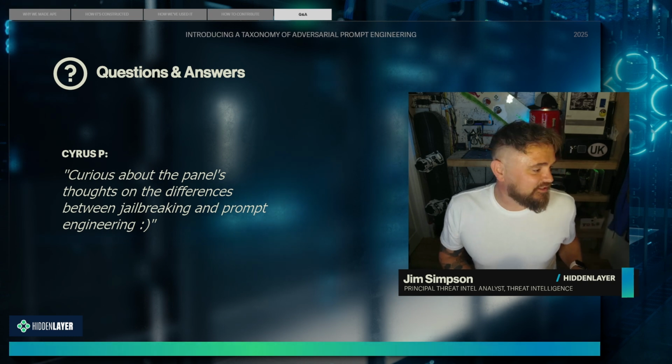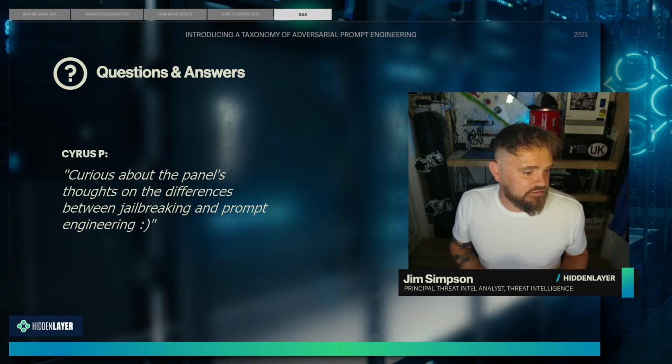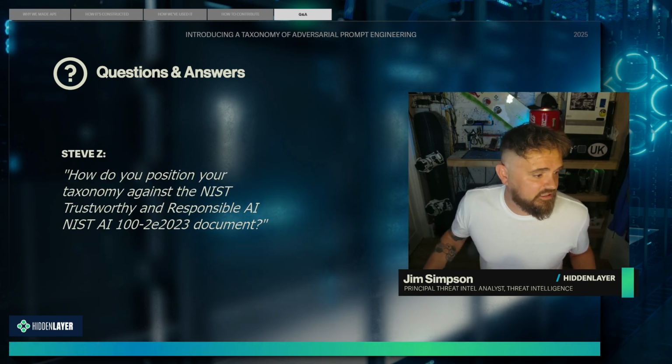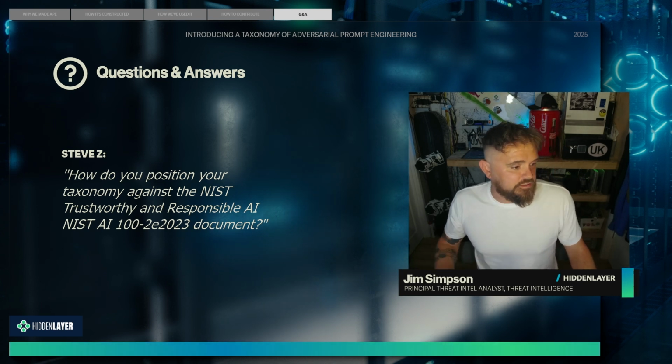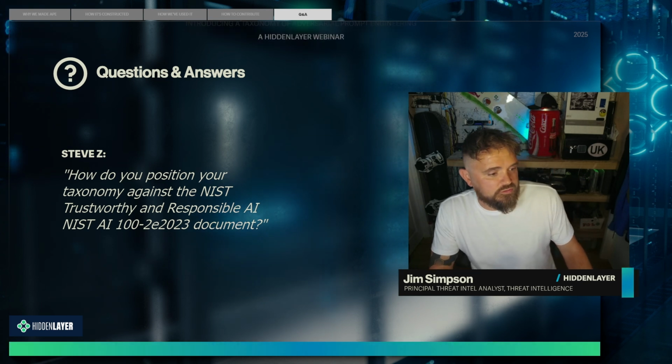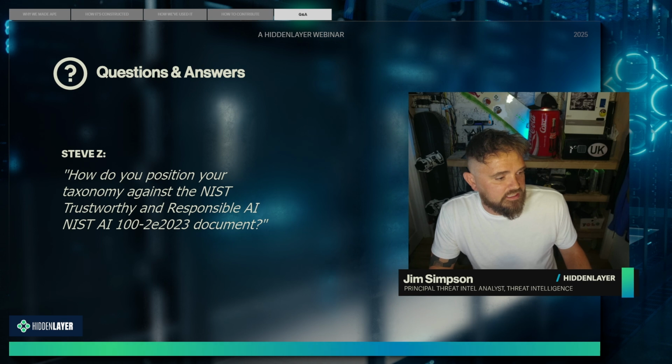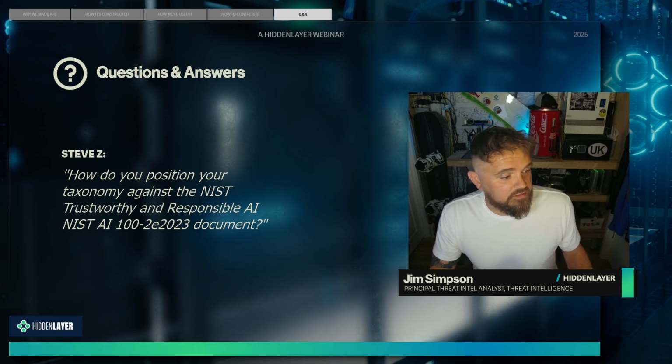Okay. So next question we have is, how do you position your taxonomy against the NIST trustworthy and responsible AI document?